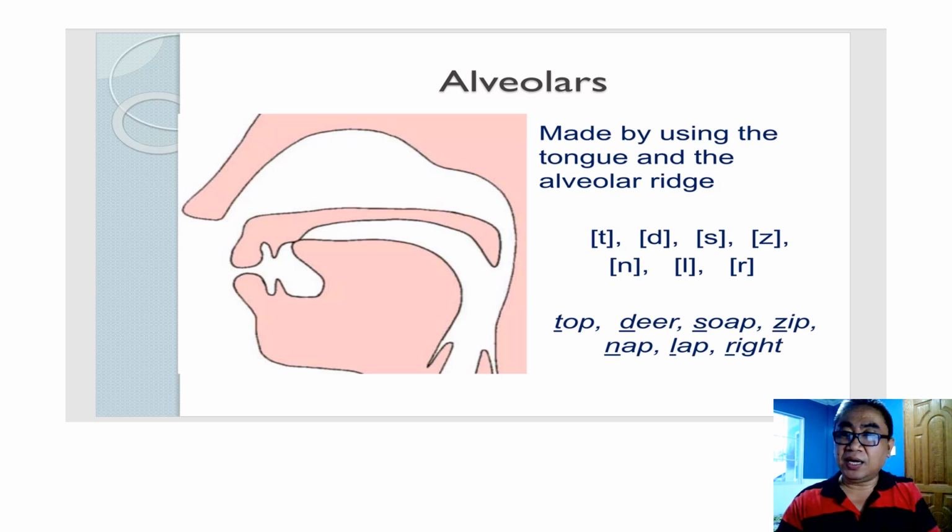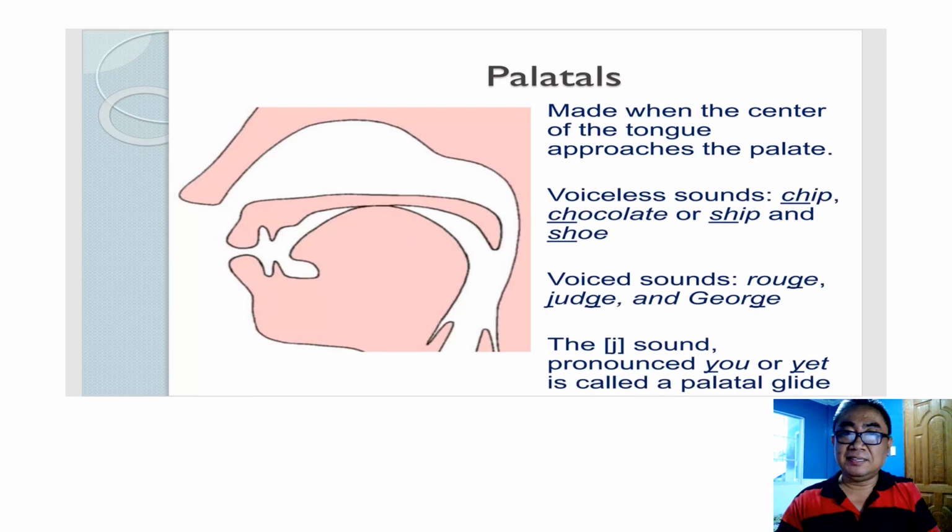Now let's go to the palatals. Palatals are made when the center of the tongue approaches the palate. Voiceless sounds: ship, chocolate, shoe. Voiced sounds, no: judge, George. So the sound pronounced you or yet is called a palatal glide.